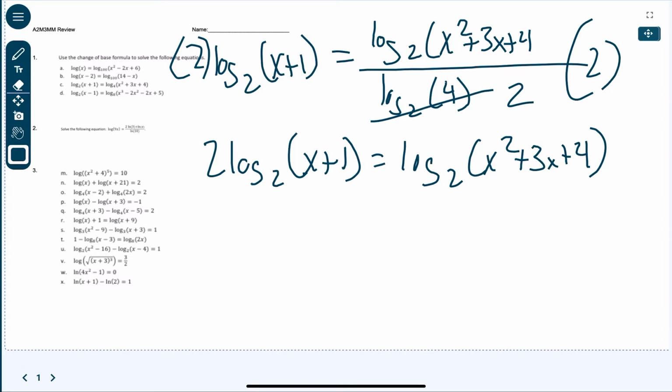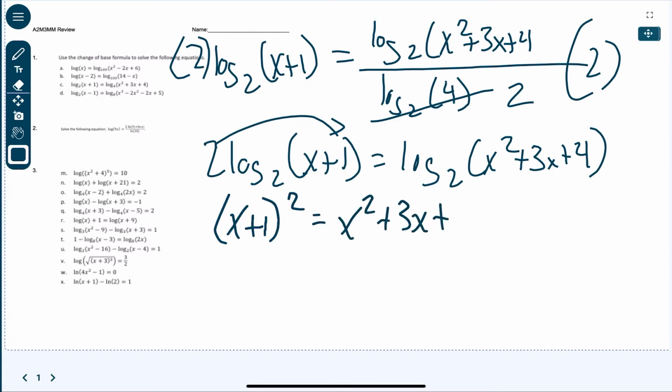Now we can get rid of our log. Once again, if we just move it back to the exponent here, because we just have log base 2, it'll be (x plus 1) squared is equal to x squared plus 3x plus 4. Expanding the left side gives x squared plus 2x plus 2. Nope, 1 times 1 is 1. Equals, same thing.